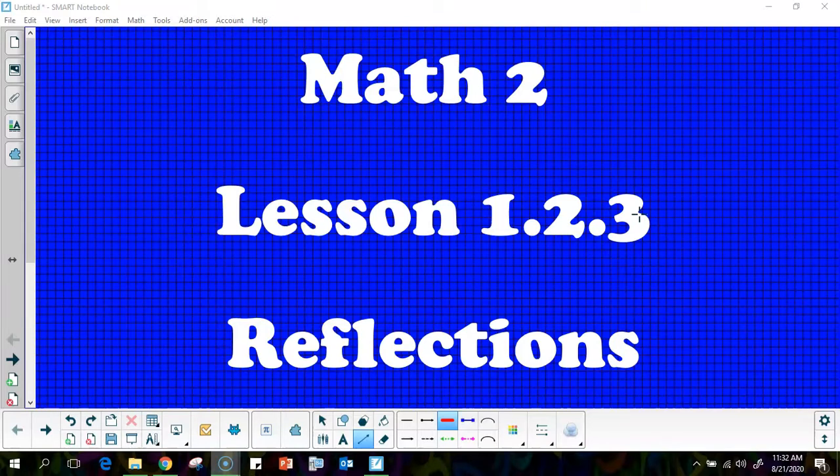Today we're going to talk about reflections, and I want you to just think about what the word reflection means. When I hear the word reflection, I think about looking in the mirror and creating a mirror image. That's what we're going to be doing, but we also want to talk about the fact that we are flipping that image over a line. Okay, so let me show you two images here.